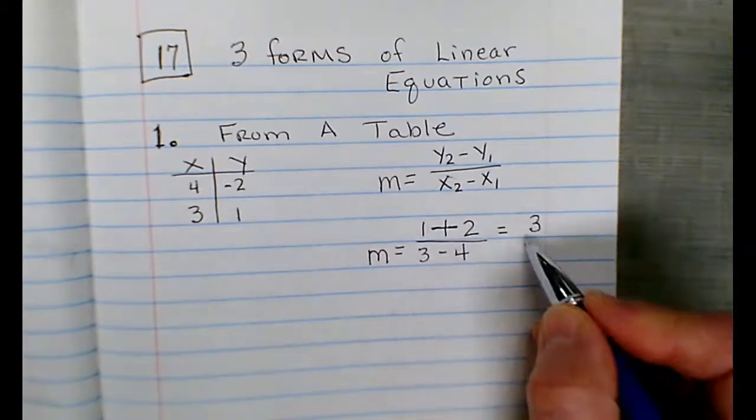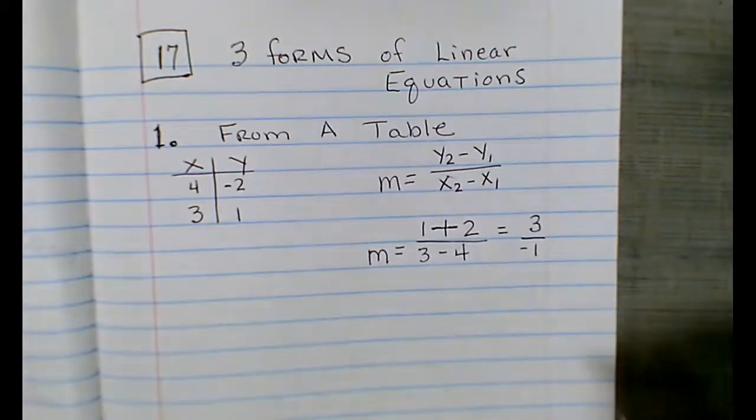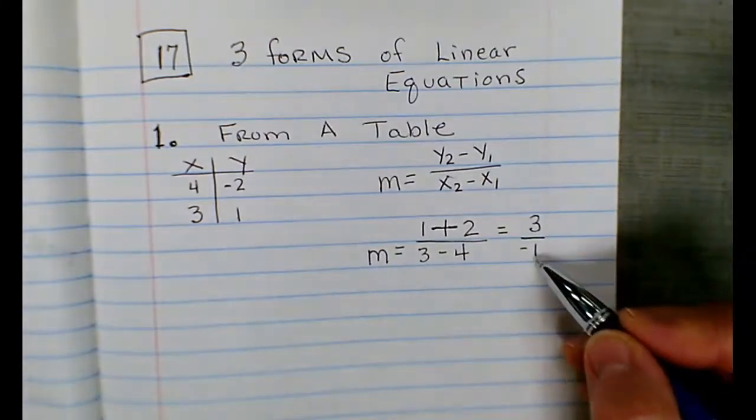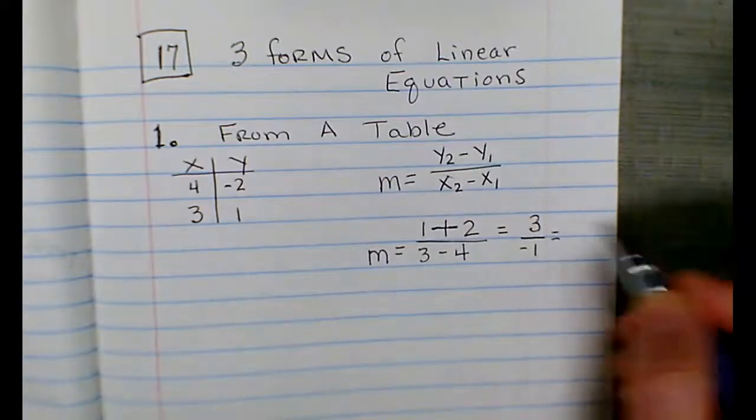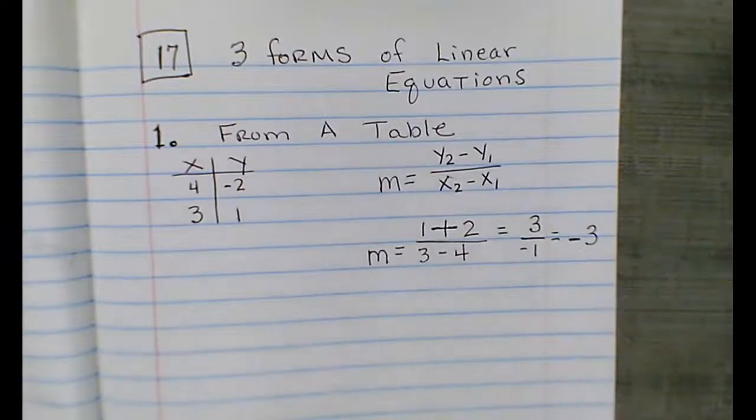3 subtract 4. And you have to reduce. The smaller number is on bottom. 1 goes into 3, 3 times. But it's got a negative sign because it's a negative slope. The slope is negative 3.